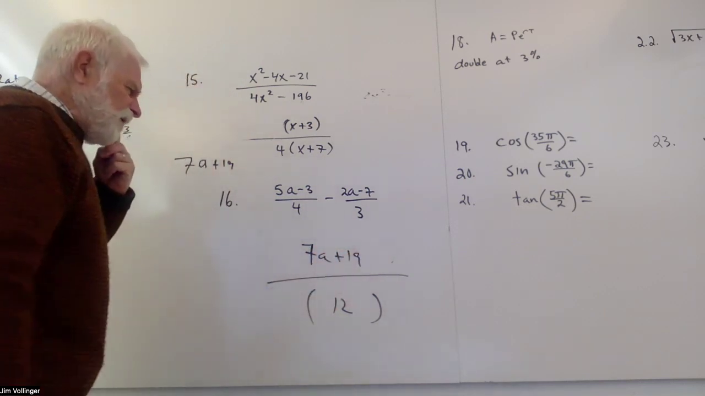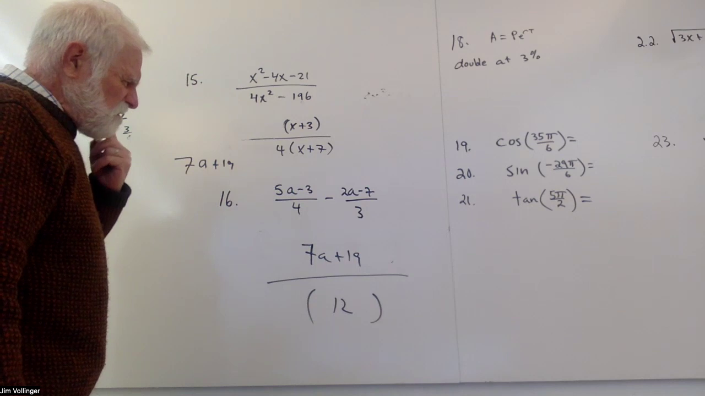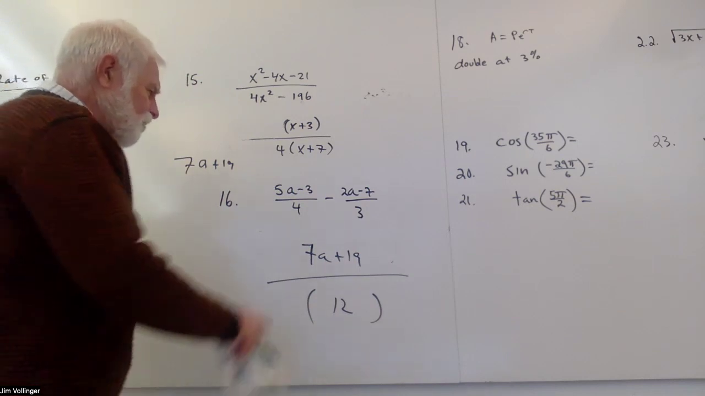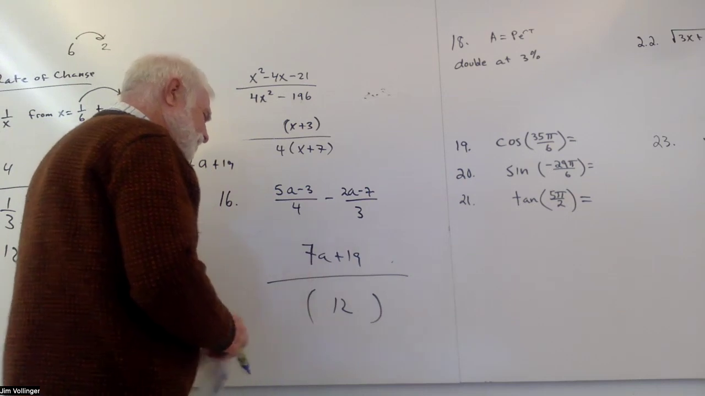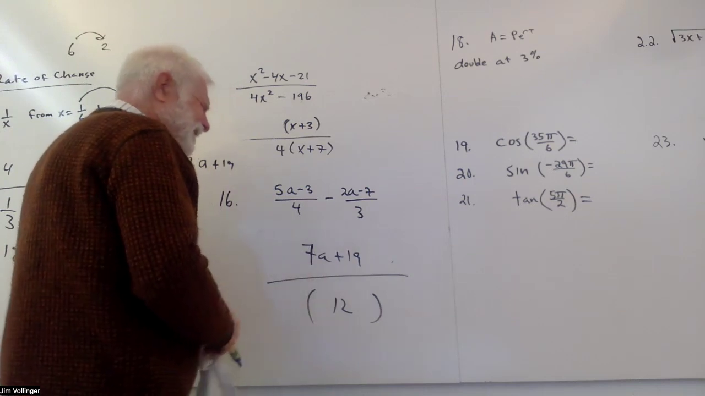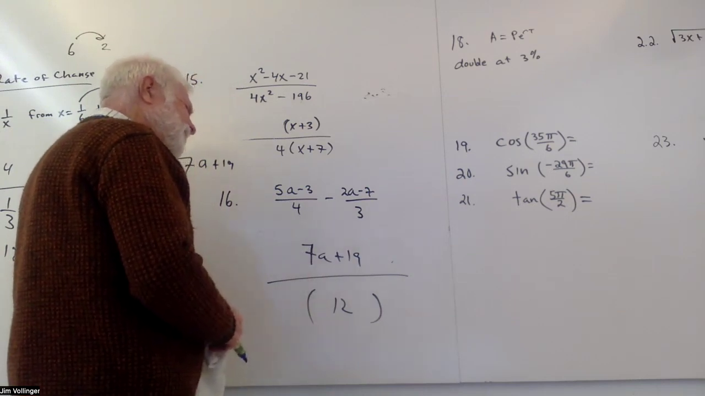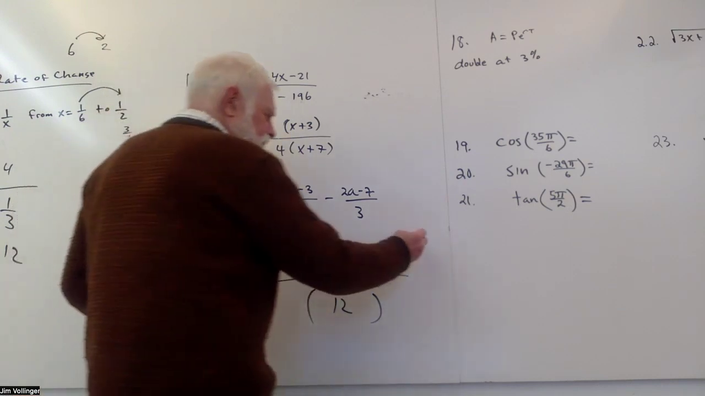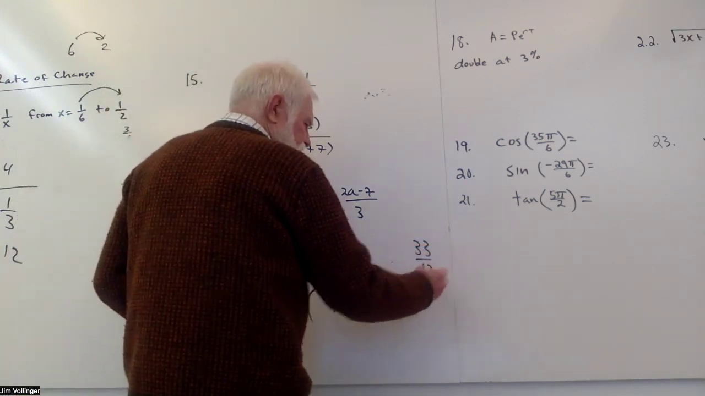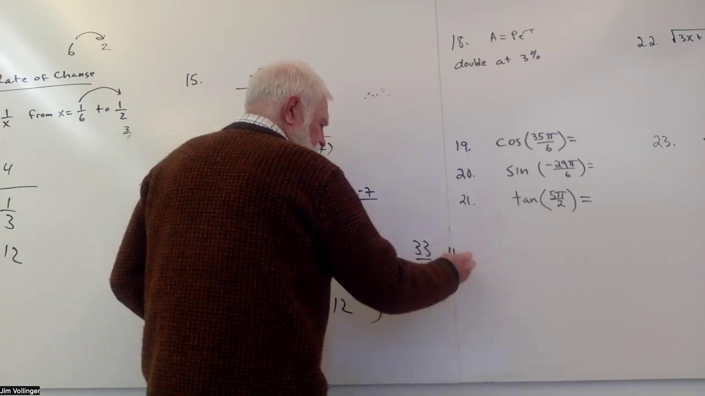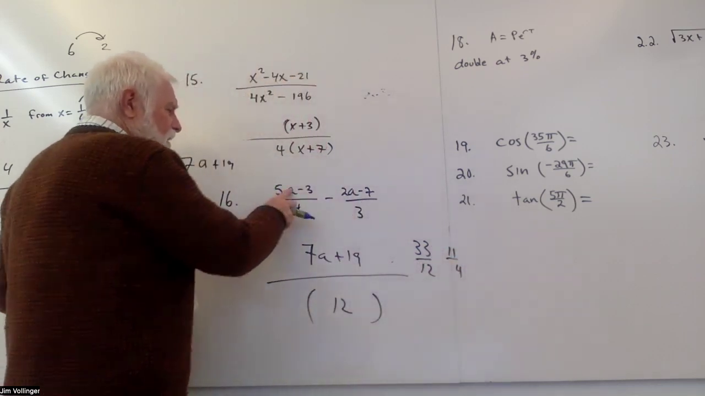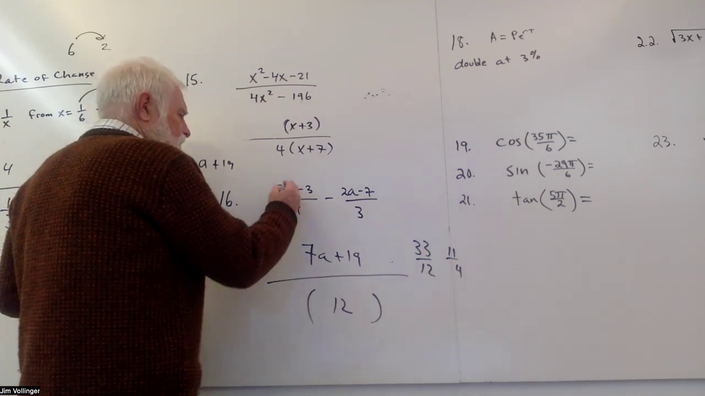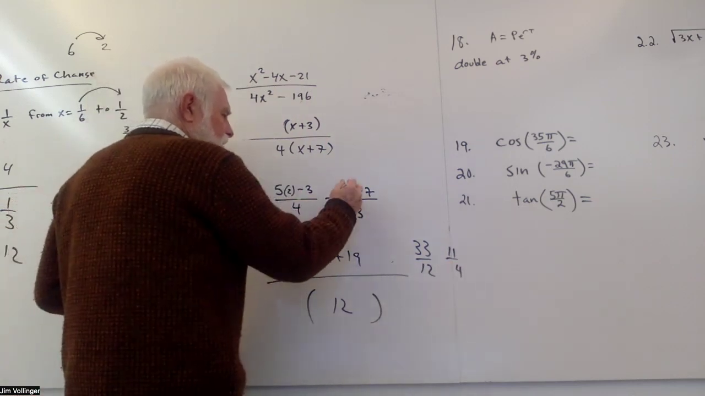Okay, and is there an easy way to check this? Yeah, I'm going to throw a 2 in here. 14 and 19, 33 twelfths. 33 twelfths, I can take a 3 out, which gives me 11 fourths. Let's put a 2 in just this one time. We'll put a 2 in here and see what my answer comes out to be.